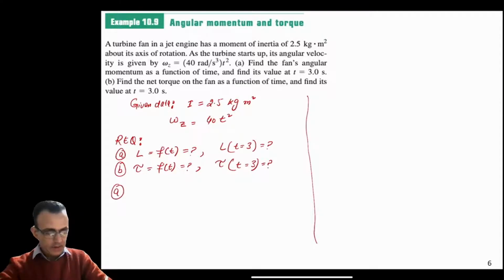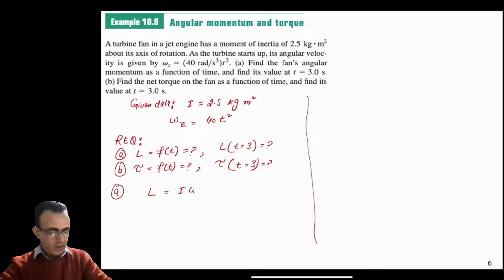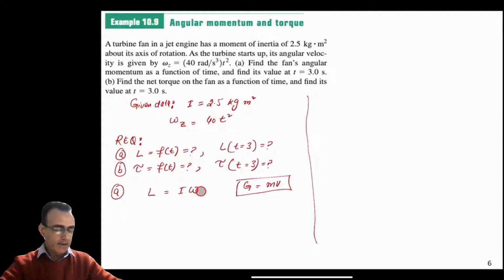So in part A, what you need to calculate is L. L is unknown as a function of time, and you are given the angular velocity as a function of time, and you are also given I, which is 2.5. To calculate L, we know that L is equal to I omega, just as p is equal to mv in linear motion. Everything is given, so you can just put in the values.